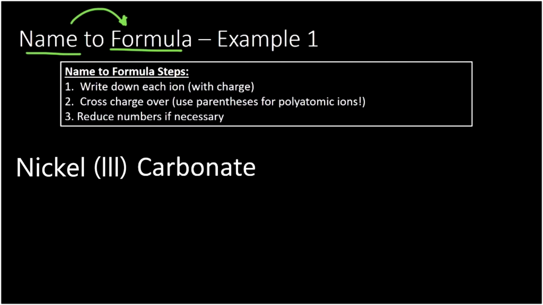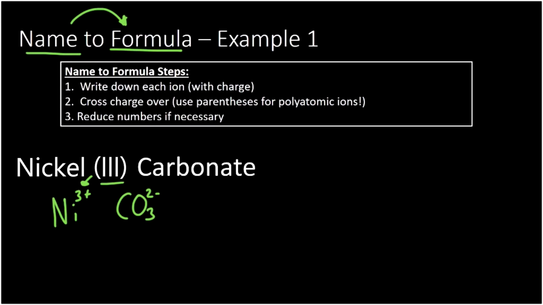First, we just need to write down each ion with its charge, and then we cross over to make our charge neutral. We got to use parentheses if we have multiple polyatomic ions. And lastly, we're just going to reduce those numbers if necessary. And we'll take a look at an example where you have to do that. So we have nickel, that's Ni. And this 3 tells me the charge on nickel is 3+. So remember, those Roman numerals tell you the charge on your cation. Then carbonate, I just have to remember that that's CO3 2-. That's just what carbonate is, and that's just memorization.